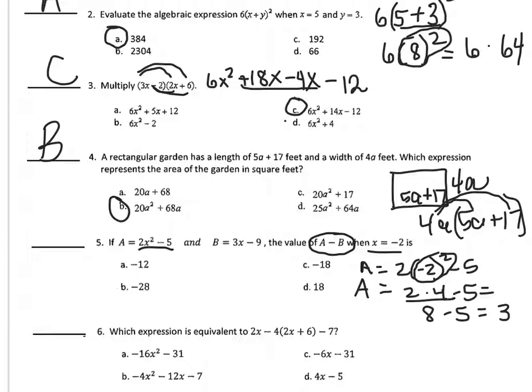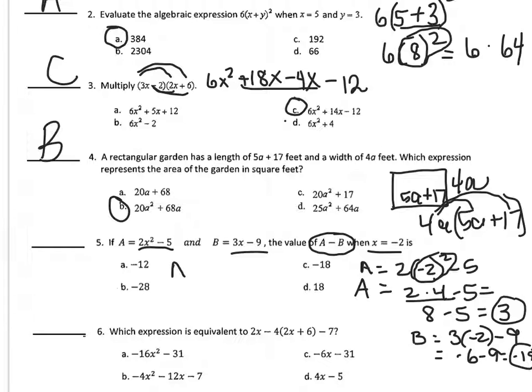To find b, you have to use the expression 3x minus 9. When x is negative 2, you get 3 times negative 2 minus 9. 3 times negative 2 is negative 6. Negative 6 minus 9 is negative 15. So now you have to add together 3 and negative 15. Not add together, excuse me, you have to subtract.